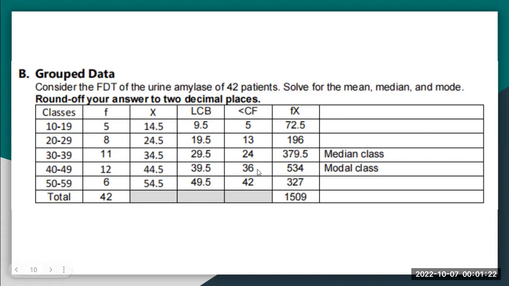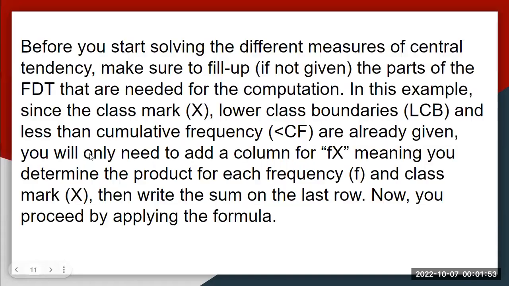And ang median natin, or the median class, kasi naka-class interval with the classes. That's 30 to 39. Yun yung nasa middle part. And the modal class is the 40 to 49. Kasi yun yung may highest frequency. So if you notice sa frequency, we have 5, 8, 11, 12, 6. So pinakamataas si 12. So yun yung may pinakamadaming frequency.